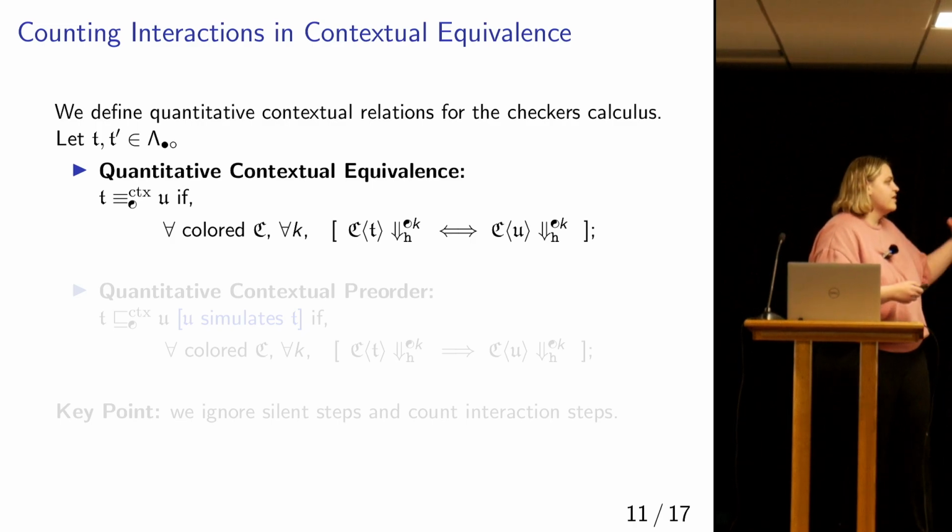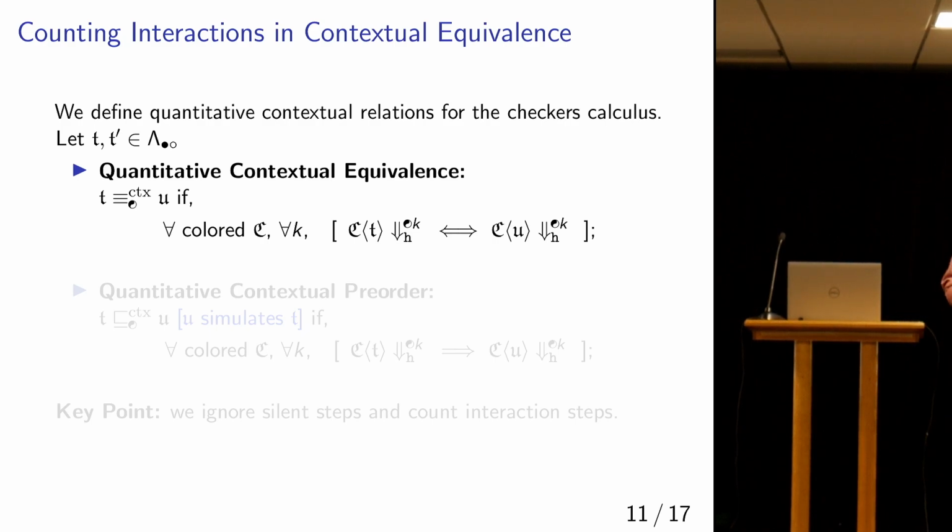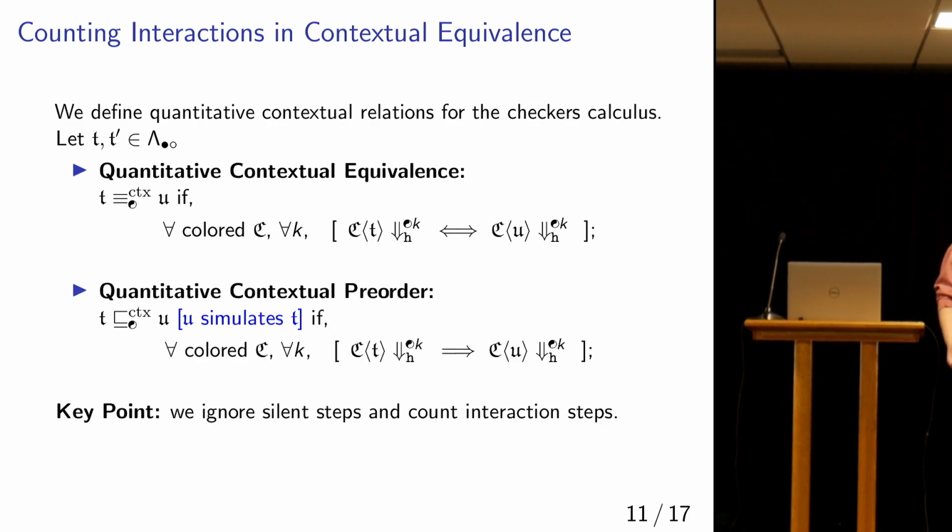And so this is the contextual equivalence, but a lot of the time when we're working with equivalences or relations between programs, we also want to introduce a preorder so that we don't have to do every proof twice. And so we say that U simulates T, not if they have exactly the same behavior in all contexts, but if U can do at least as much as T. So that in all contexts, when T terminates with K interaction steps, U will also terminate with K interaction steps. But we do not specify what happens when T does not terminate in that context.